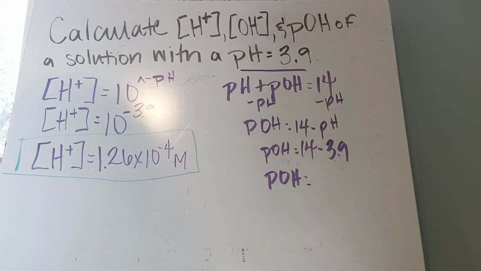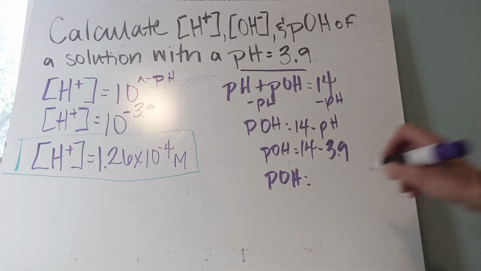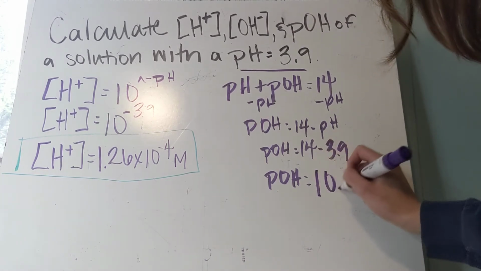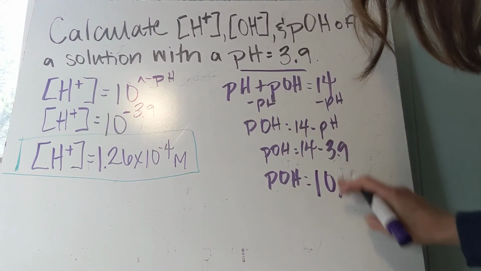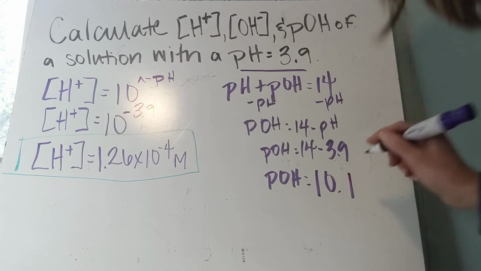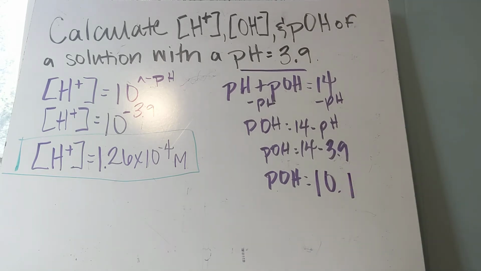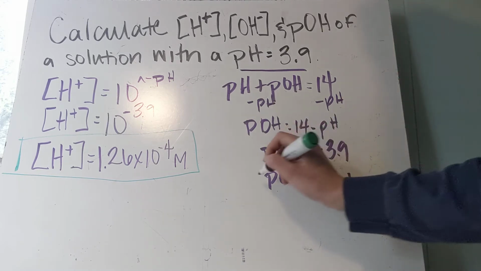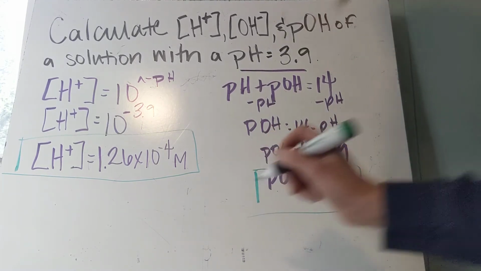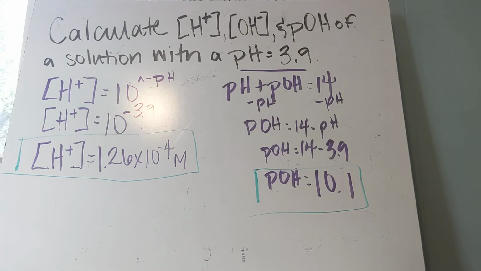Yes. So pOH equals 10.1. Again, that's one of the things I was asked to calculate. So I'm going to box it. And then I can use that value to get my OH minus concentration.